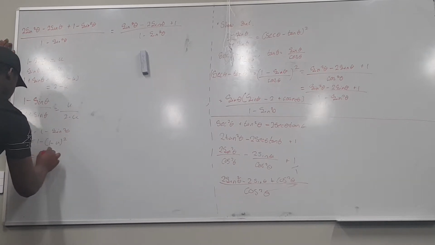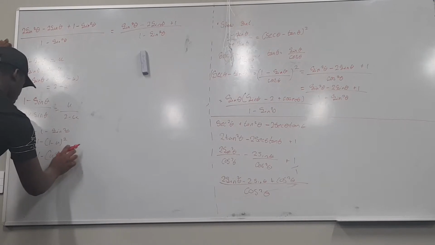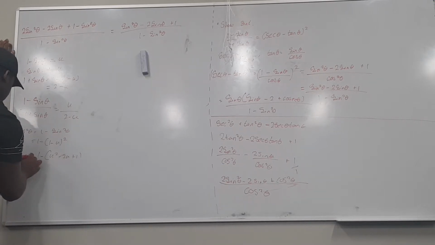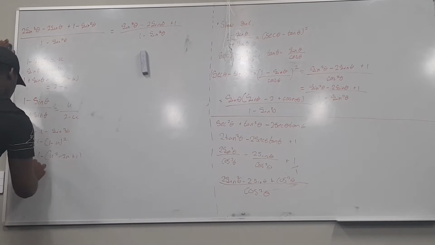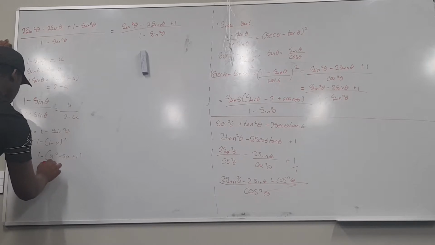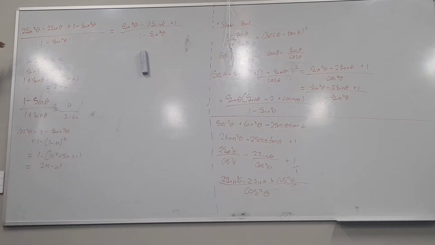So you have 1 minus, so write u squared minus 2u plus 1. So if you open the brackets, you have 1, I'm not going to write the 1 because it's going to cancel out. So you have minus u squared plus 2u. So you have 2u minus u squared minus 1 and plus this one. So that goes to 0. That's the value of cosine squared theta.